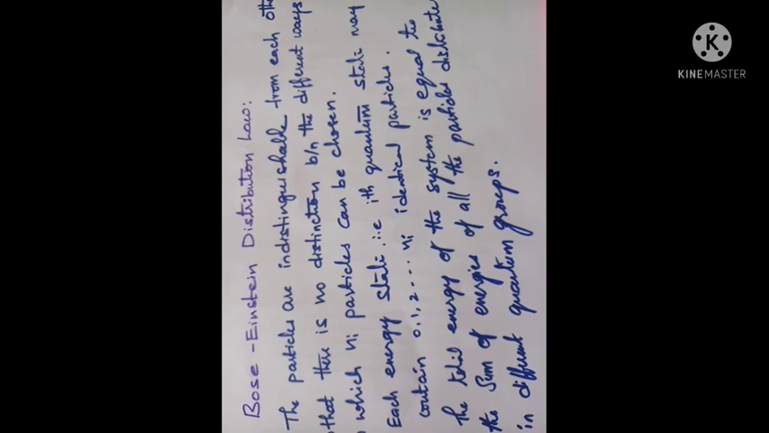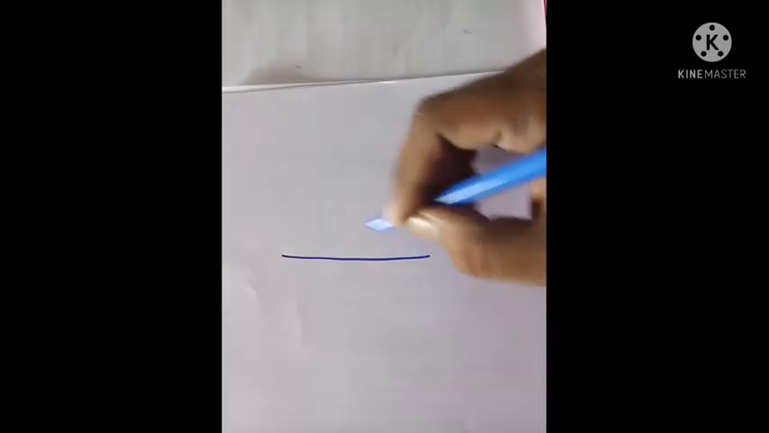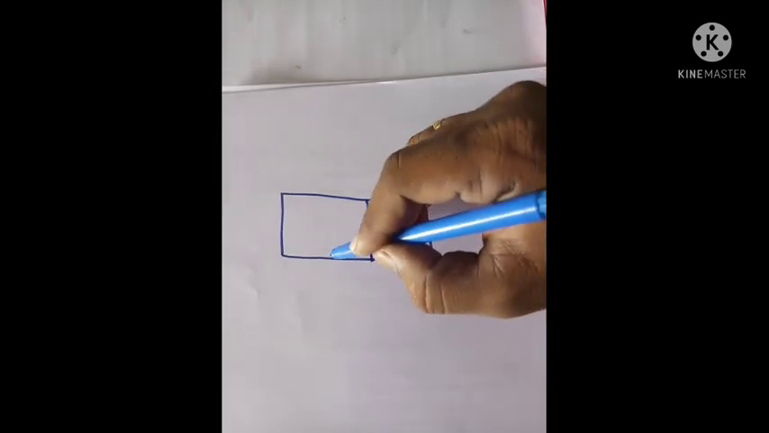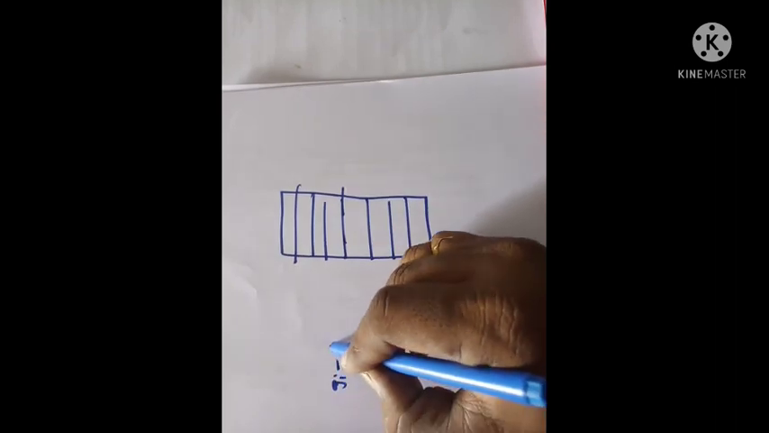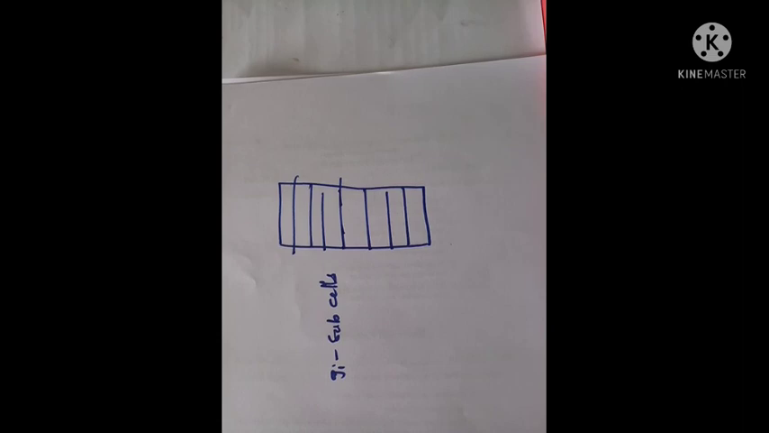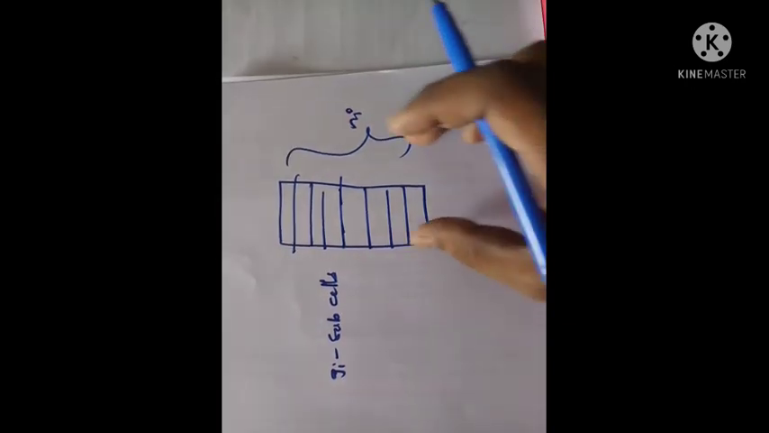Now here, similarly to Maxwell-Boltzmann law, we can take a box that is divided into Gi subshells. We are taking a box or cell divided into Gi subshells, in which Ni particles are distributed among these cells.